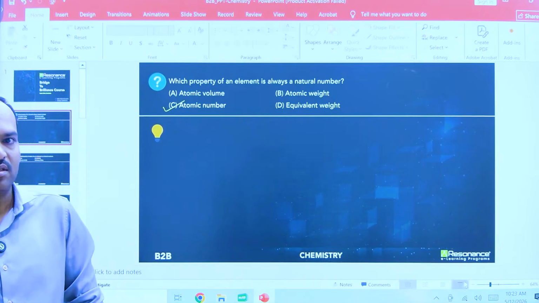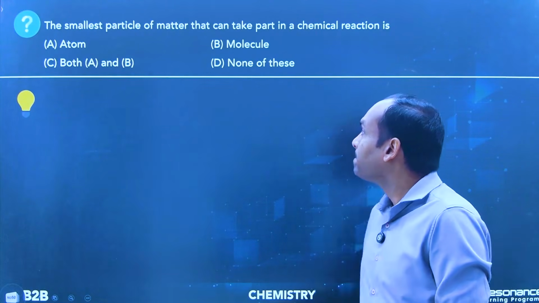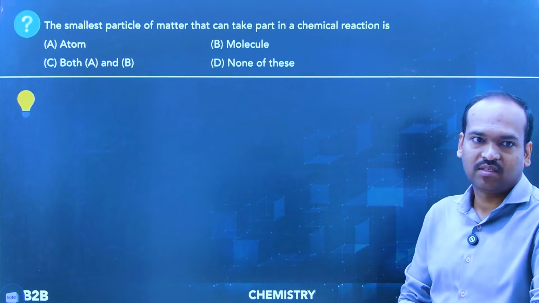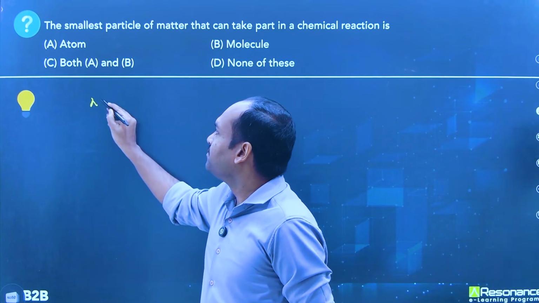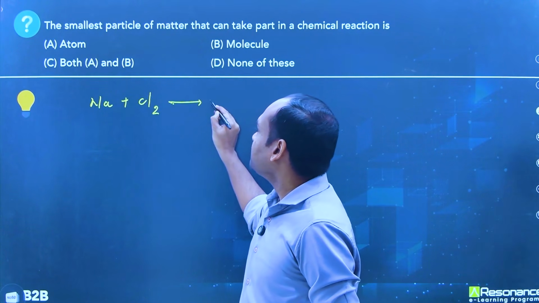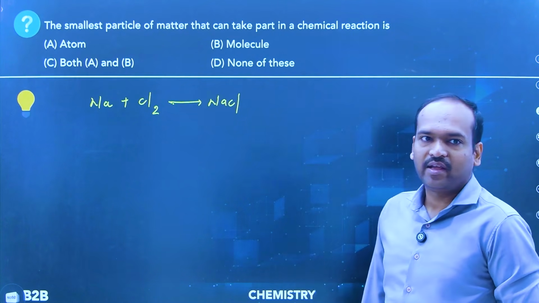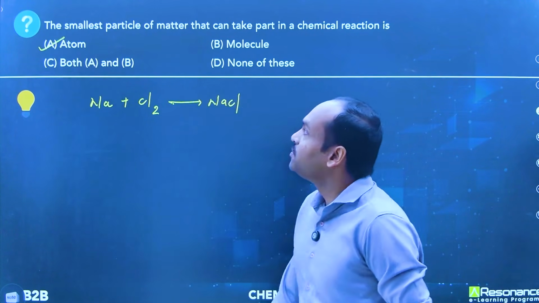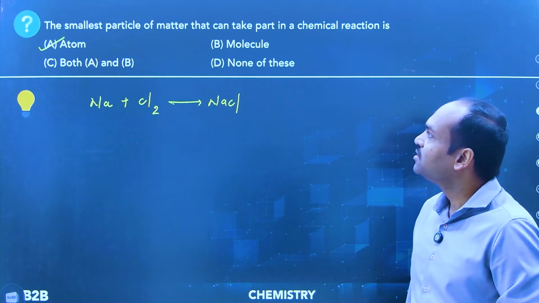Okay. Chalo, so next question. So this is clear now, beta. Next question. The smallest particle of matter that can take part in a chemical reaction is? Suppose a chemical reaction is happening. If sodium is reacting with chlorine, then what will form? NaCl. It is not balanced. So which is reacting in the smallest unit? Yes, atoms. Atoms are the smallest building blocks which can participate in a chemical reaction. Clear? Next.